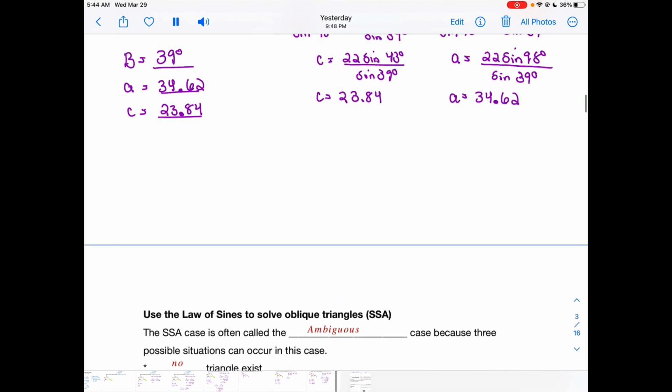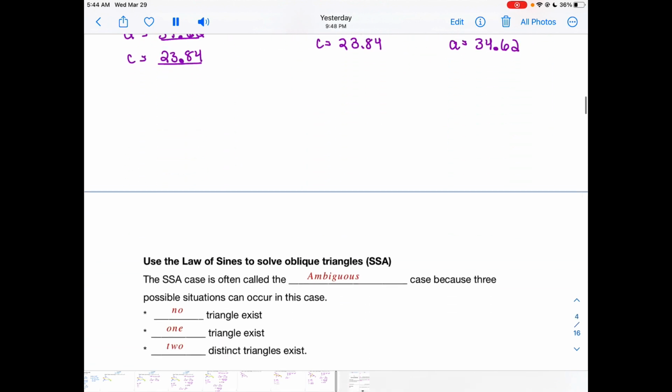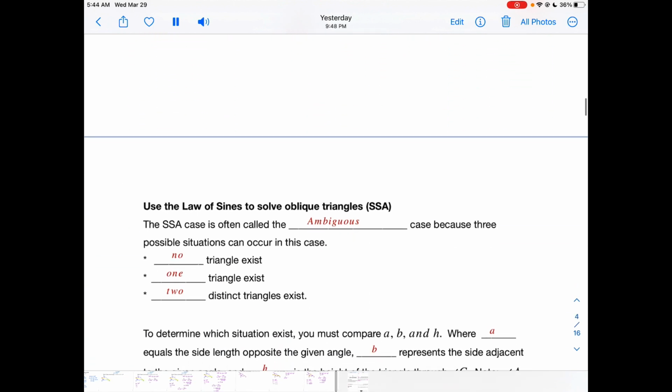Now we're going to learn about this third case, side-side-angle, which is called the ambiguous case, next time.